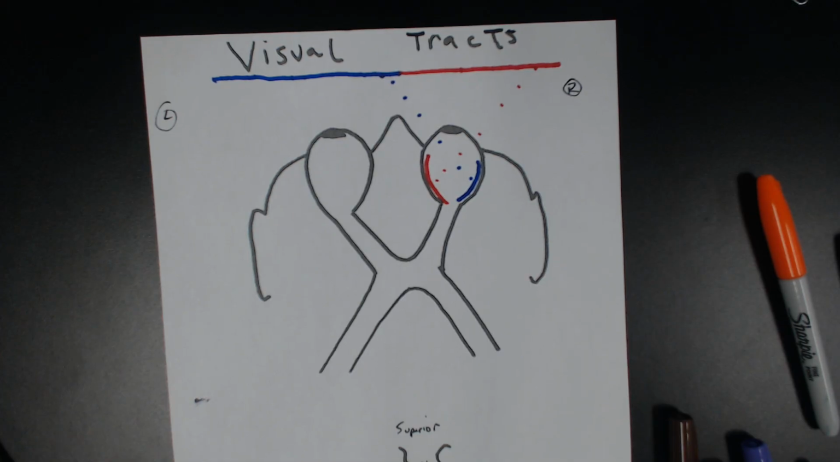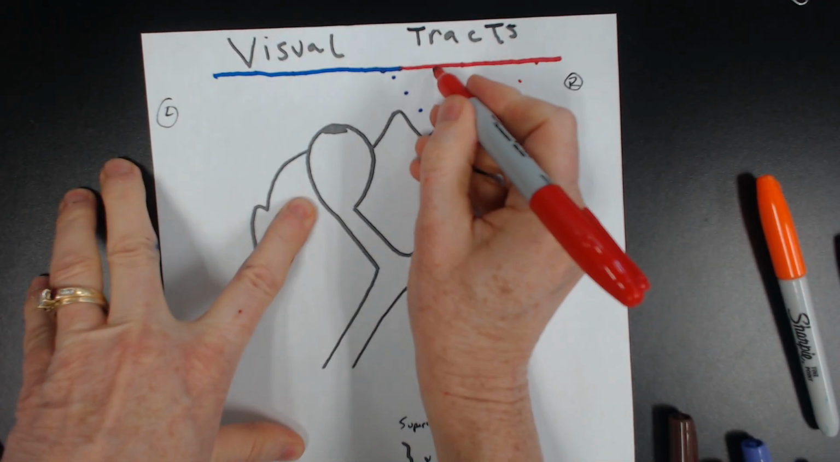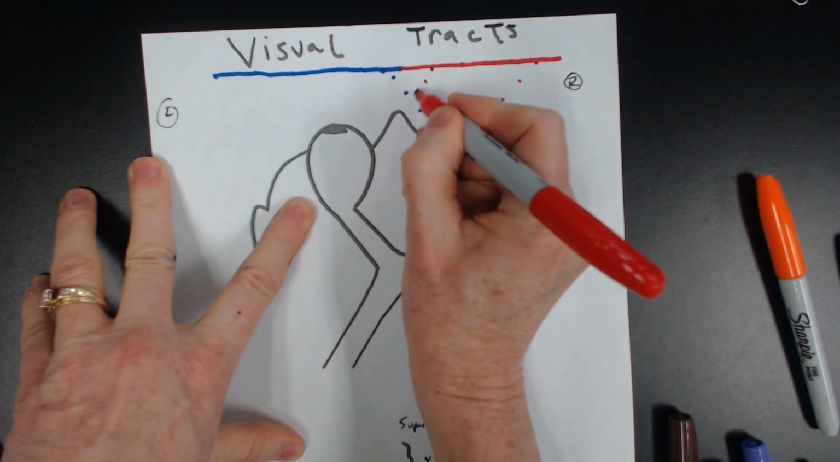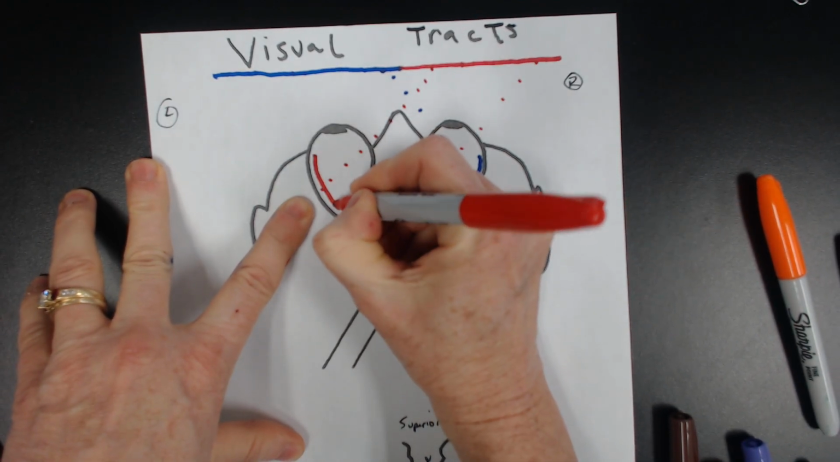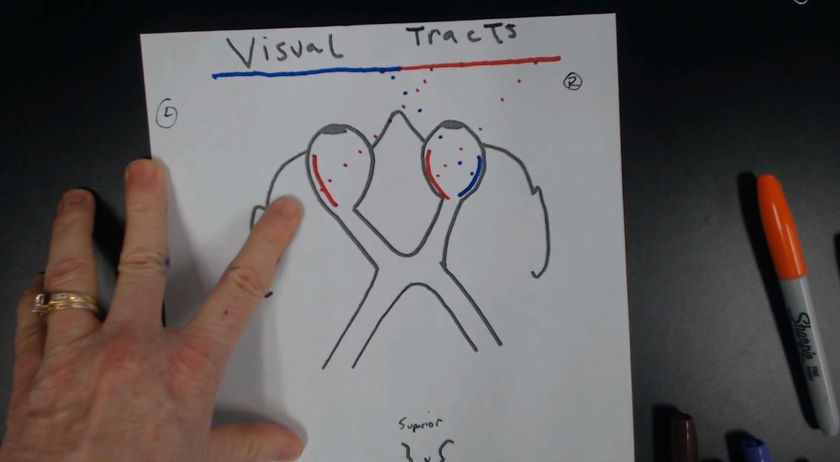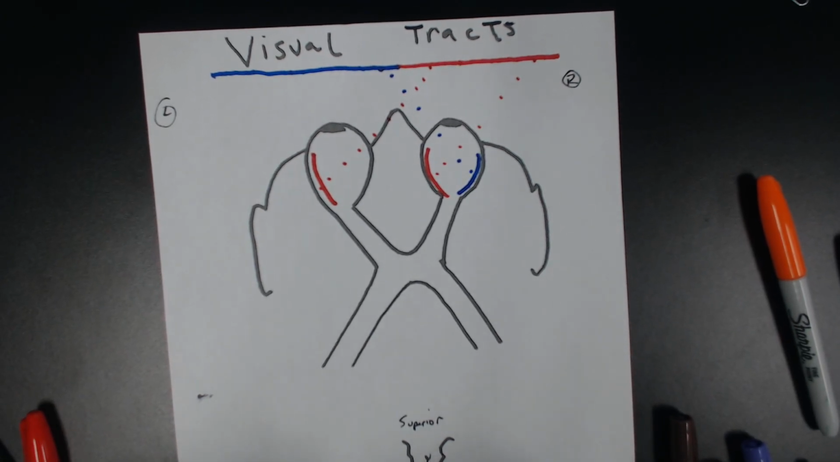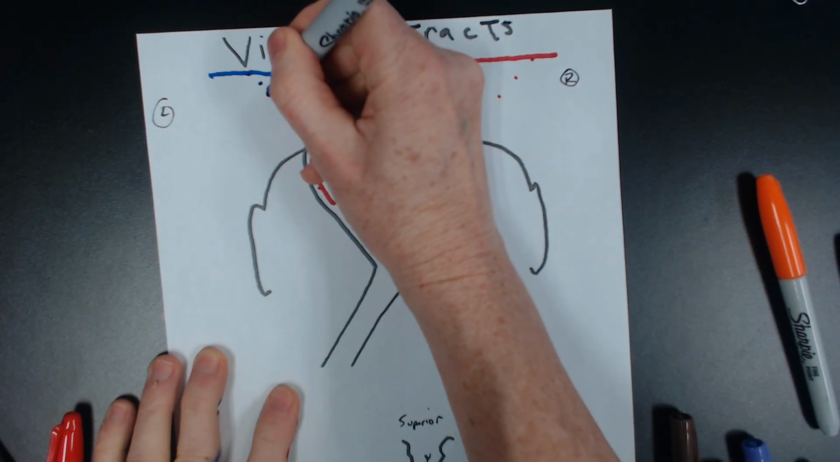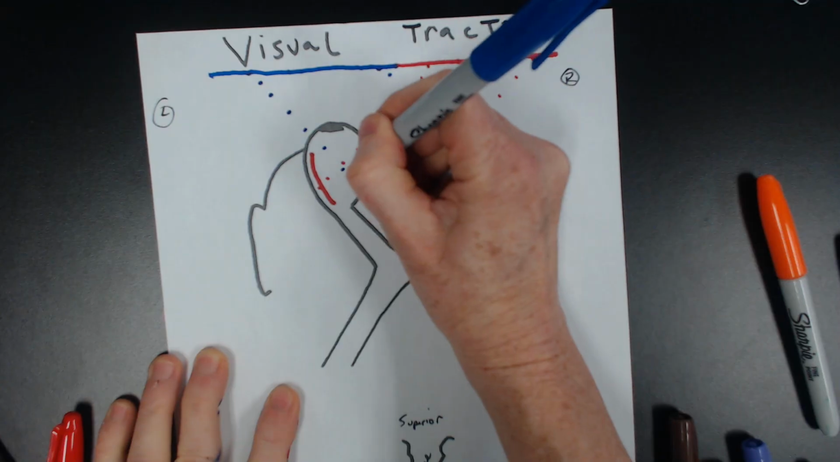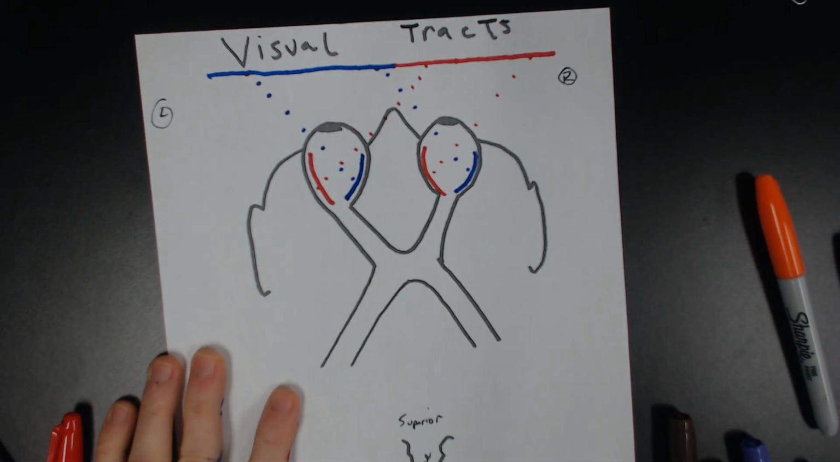And in the same way, with my left eye, the nasal visual field projects to my left temporal retina. And my temporal visual field projects to the nasal retina of my left eye.